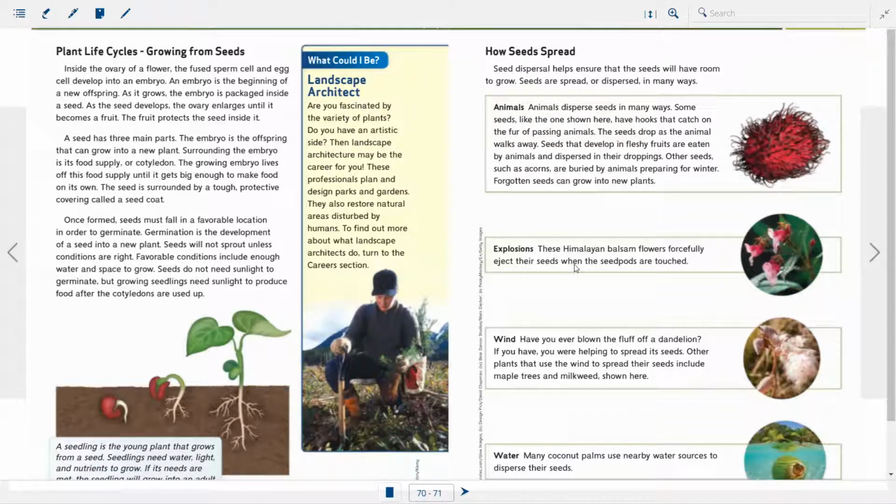The seed has three main parts. The embryo is the offspring that can grow into a new plant. Surrounding the embryo is its food supply, or cotyledon. The growing embryo lives off the food supply until it's big enough to make food on its own. The seed is surrounded by a tough protective covering called the seed coat.